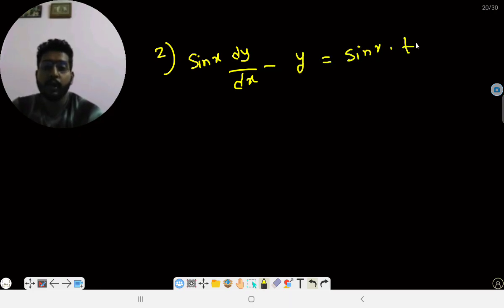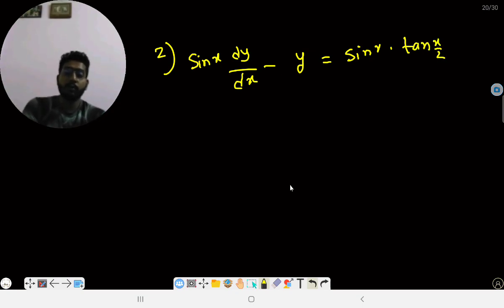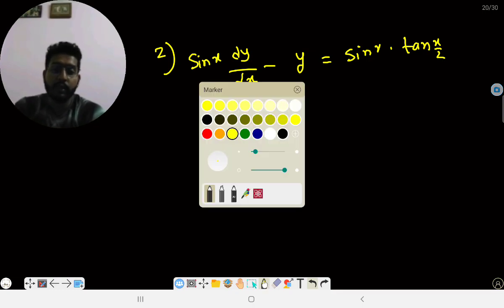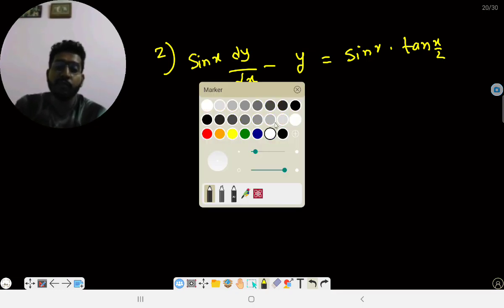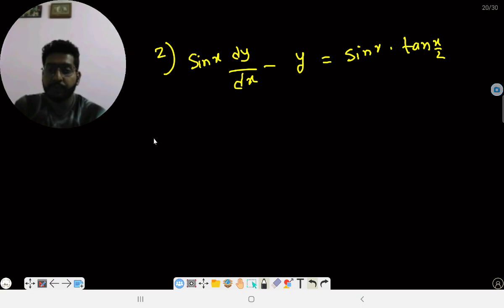Number 2, sin x dy dx minus y sin x into tan x by 2. Now look at this properly. This is a very easy one, you can guess it. First of all, this looks like dy dx plus py equals q form. Okay, this is a linear differential equation.